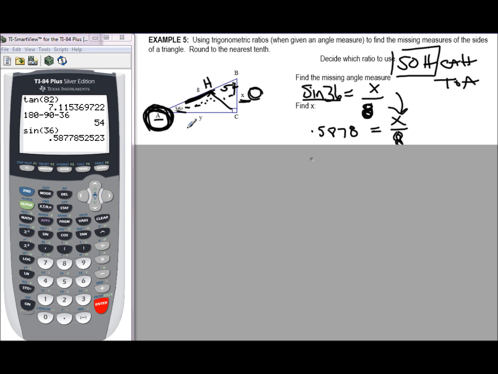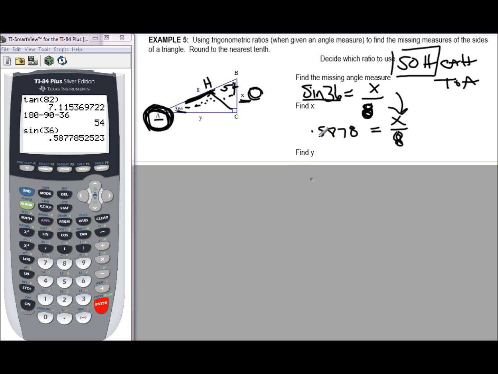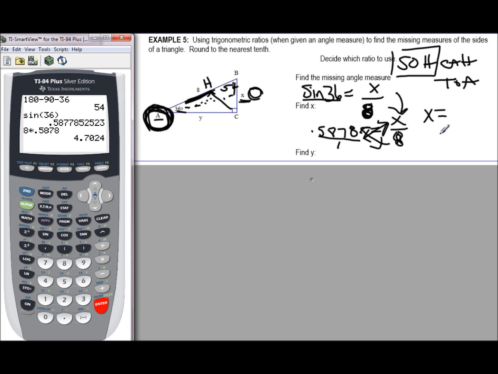So we're going to cross multiply. I'm going to put this over 1 and cross multiply. 1 times x is x equals 8 times 0.5878, which is 4.7024. So x equals 4.7024. Now that we have it in the form x equals, our final answer should be rounded to the nearest tenths. So x is going to equal, to the nearest tenth, 4.7.